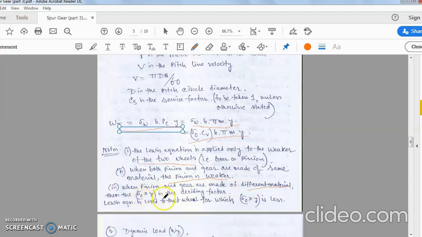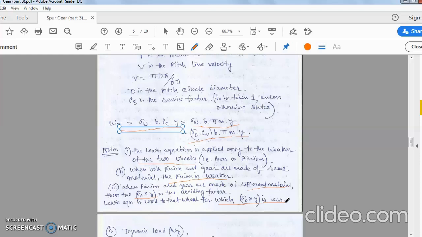That means sigma 0 into Y is the deciding criteria. So, the Lewis equation is used for that wheel for which sigma 0 into Y is less. The important thing is that when you only know that the gear and pinion materials are different, and you want to decide whether to use the Lewis equation or not, then sigma 0 into Y is the deciding criteria.